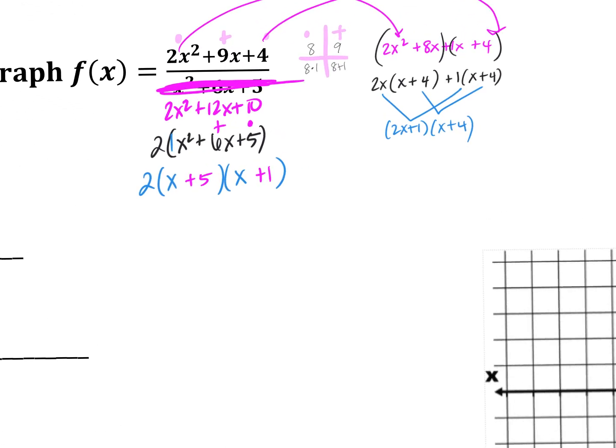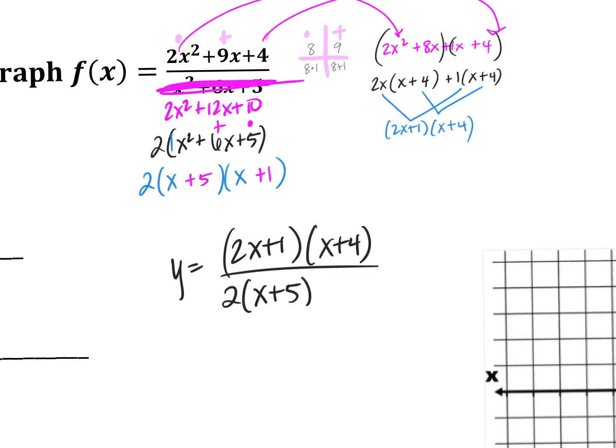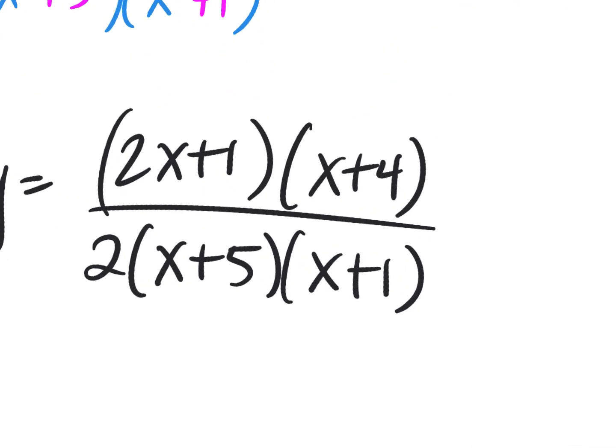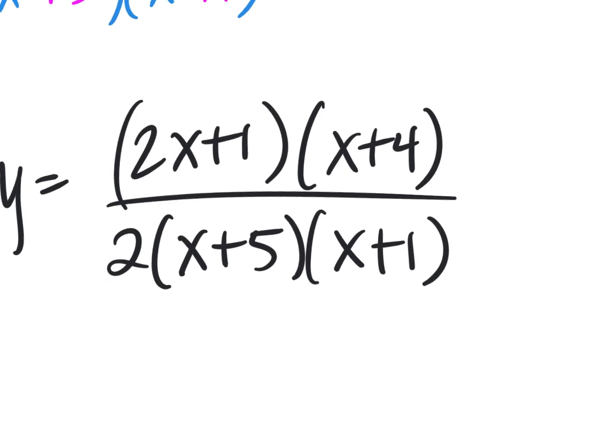Okay, here's what I want us to do then. Rewrite the numi over the denomi. We got y equals 2x plus 1 times x plus 4 over 2 parentheses, x plus 5, x plus 1. I just put the factored numerator over the factored denominator. Do I have a hole? Does anything cancel out? Do I have another 2x plus 1 down here? Careful. I think you might be thinking it's 2x, but wouldn't that be a plus 2 technically? Yeah, so they don't match.